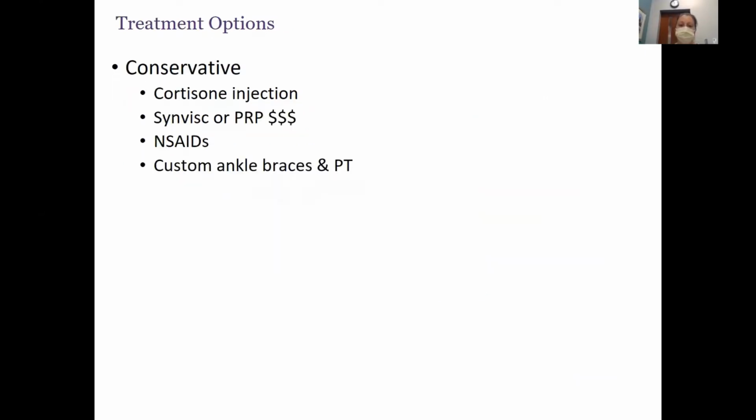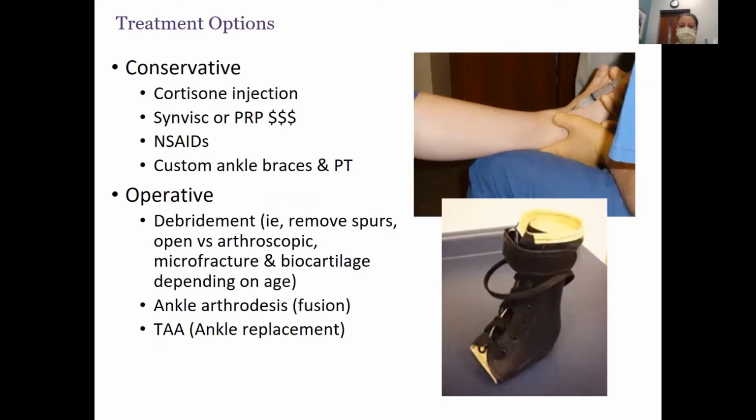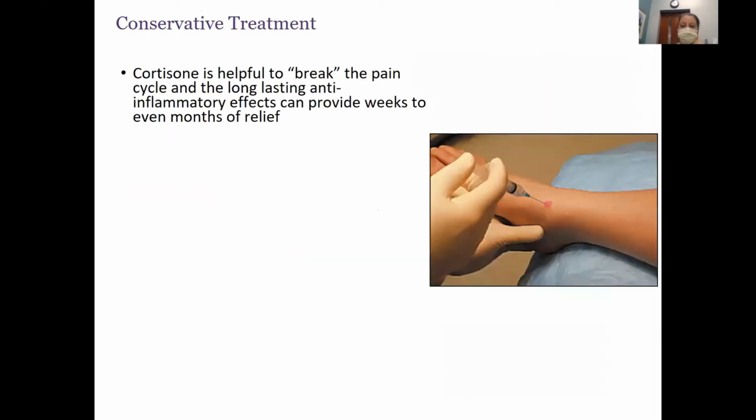So some treatment options that are available that don't involve surgery, and one of those involves a steroid or cortisone injection. You may have also heard of Synvisc or PRP, anti-inflammatories, as well as custom ankle braces. Over here on the right-hand side, on the top, you see an example of someone getting a steroid injection. On the bottom is a top-of-the-line brace that people can also get for their ankle arthritis. In terms of operative treatment, which we'll touch on today for the ankle, there's things such as open or arthroscopic debridement, ankle arthrodesis or fusion, as well as total ankle replacement.